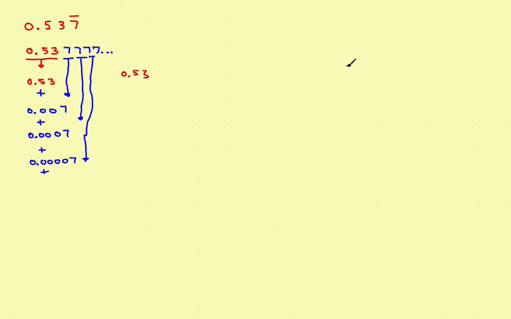So I've got 0.53 is the first term. Then the next term would be 0.007, and the next term would be 0.0007, and the next term 0.00007, etc., and it would go ahead and repeat forever. So what that is, that's the decimal expressed as a series.